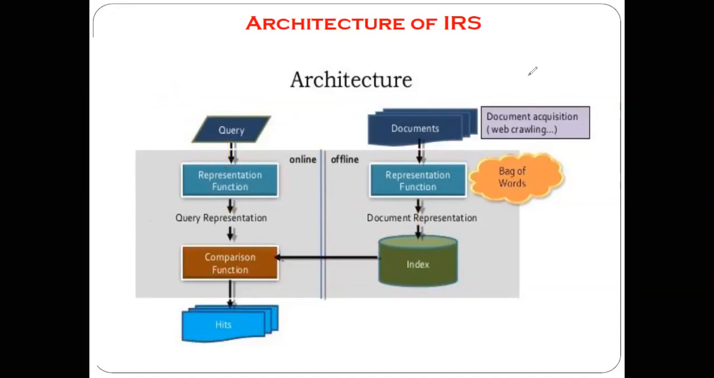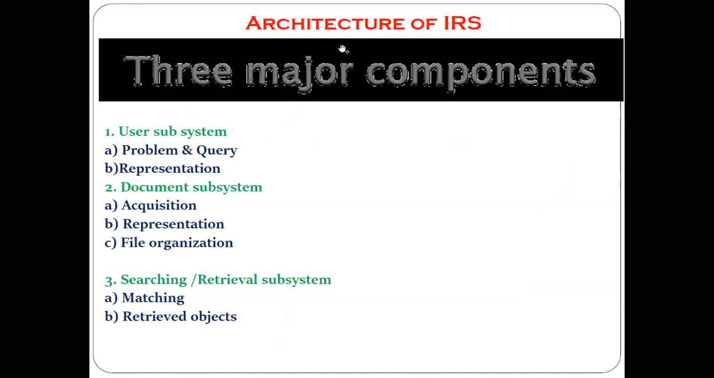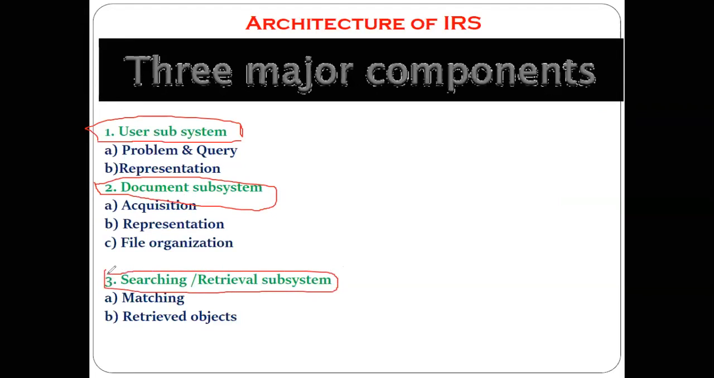Now these components we are going to discuss in detail, and on the basis of the architecture you have just seen, we have divided it into three parts: the user subsystem, then the document subsystem, and the last one is the searching or retrieval subsystem. Okay, you should keep that diagram in front of your eyes. Okay, all of you just understood that figure?